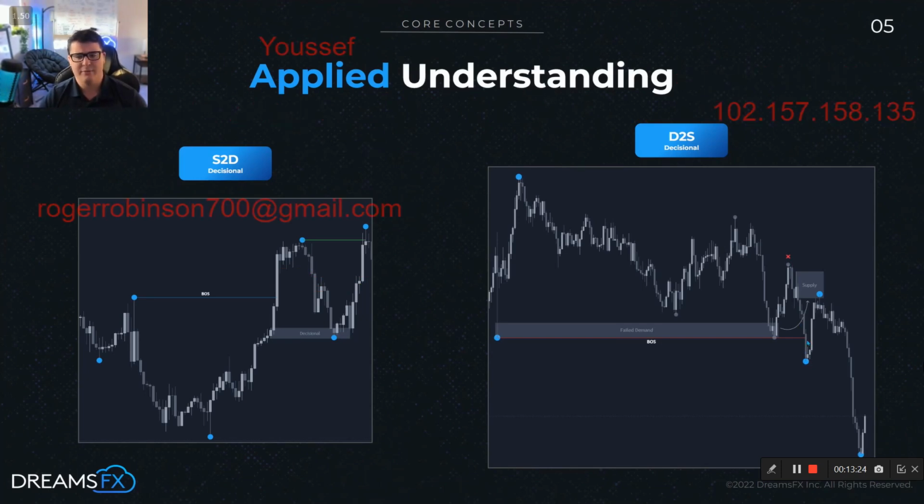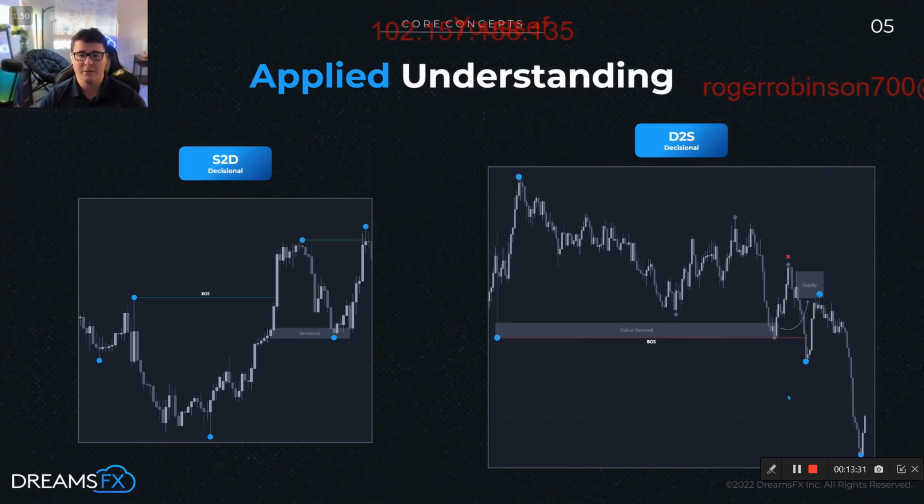And now we have to ask ourselves, after we see that this demand failed to make a new higher high, caused a pullback and then the next impulse, where's our decisional order block? Well, like I always say, we always want to talk about decisional and extremes.